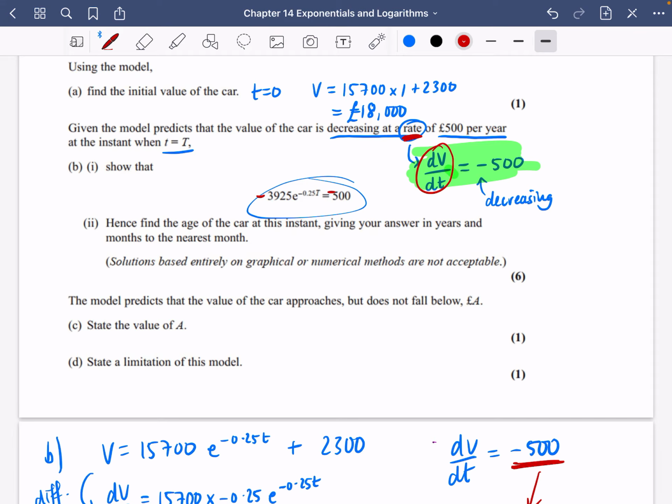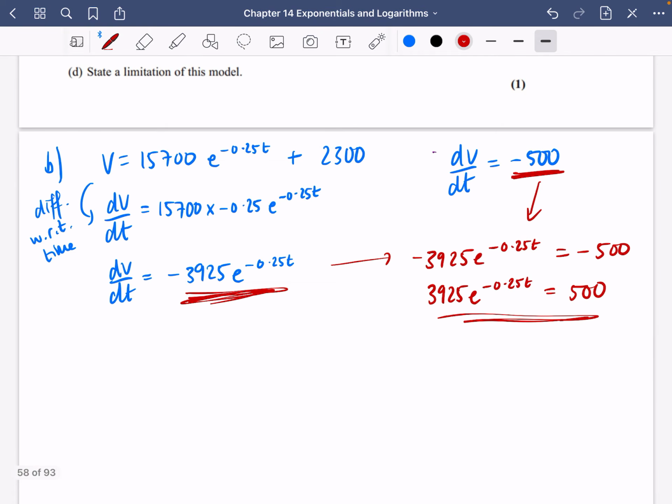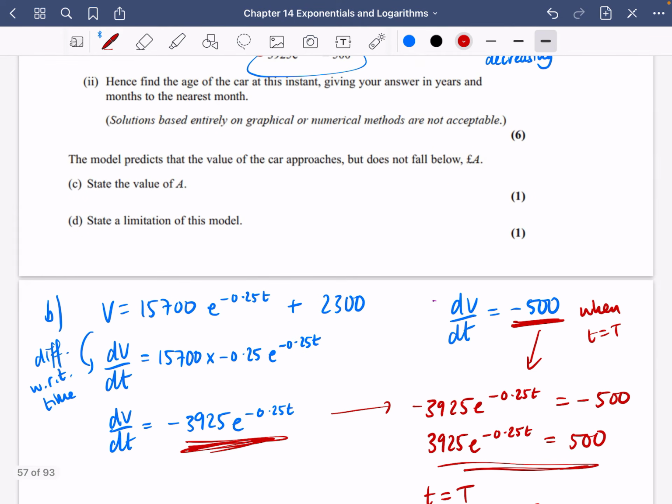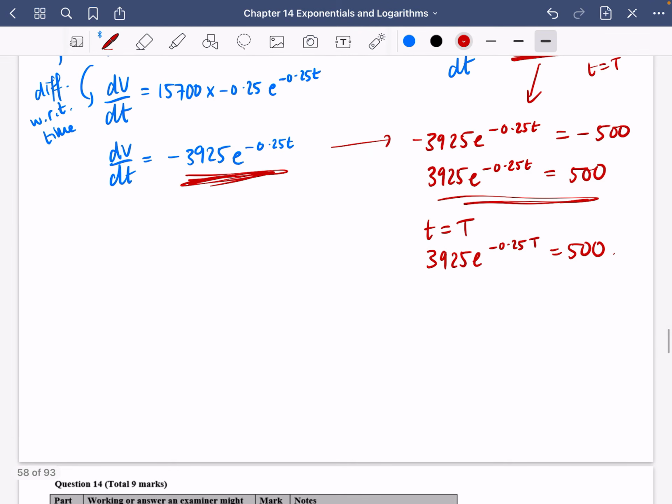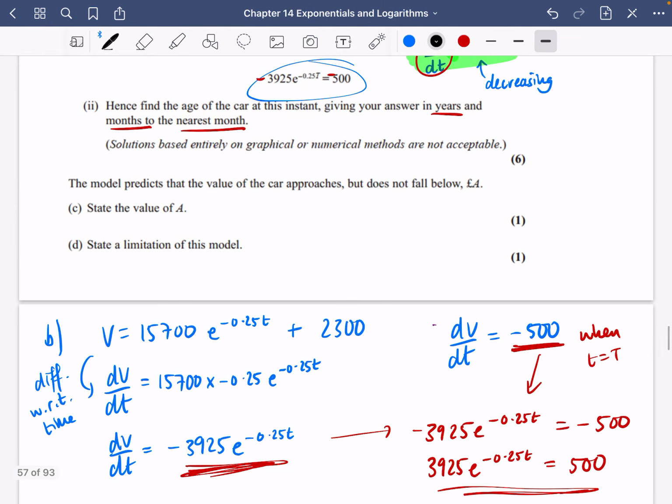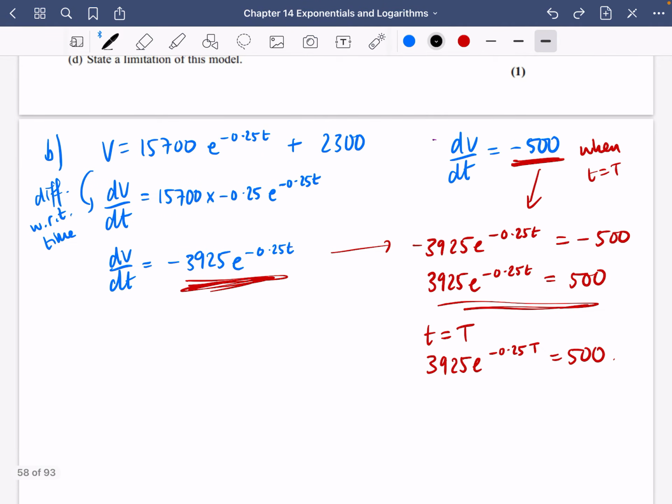Okay, it then says, hence, find the age of the car at this instant. Oh, I guess I should say that t is equal to T at this point. So I should have said 3925 e to the minus 0.25T. This is when t equals T, but it's pretty subtle. It's really the same thing. So we want to find the age of the car, giving the answer in years and months to the nearest month. I'm not going to make the same mistake as the previous question. So basically this just means part b, part 2. This was part 1, this means part 2.